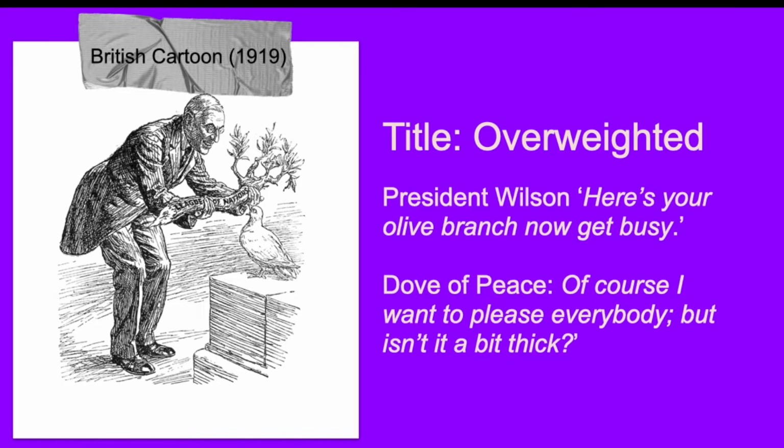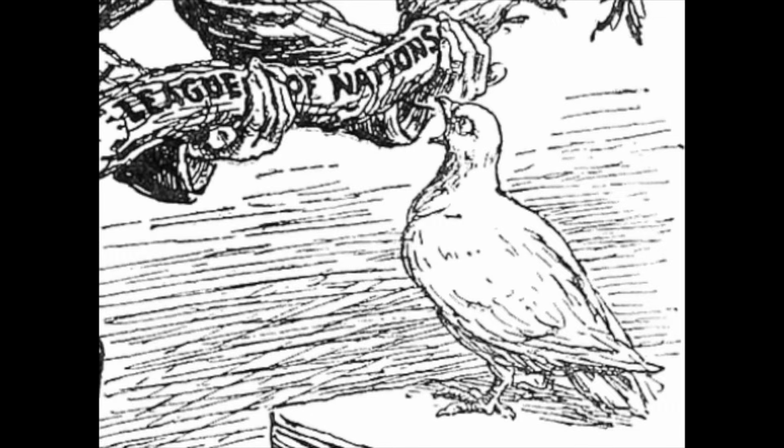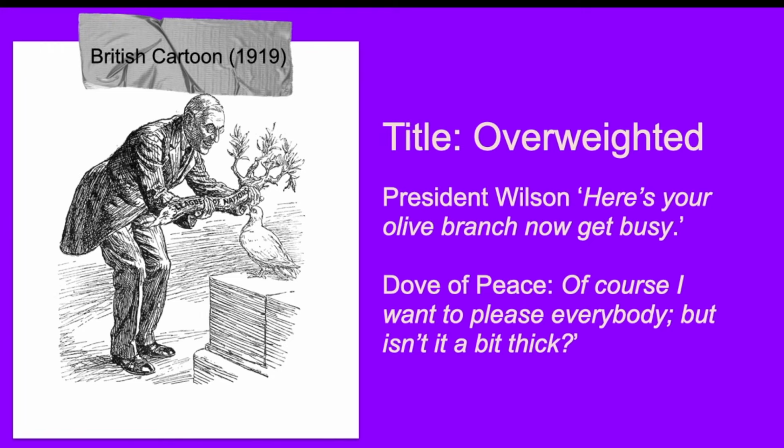Now look at each one of those elements of the cartoon. Wilson seems very eager to give the League of Nations olive branch to this bird, but can that bird handle it? It looks pretty thick, as the bird says, and the beak of the bird, I don't know if it could handle it. So this is kind of a cartoon that is a bit questioning the abilities of the League of Nations, despite Wilson's enthusiasm for the League.